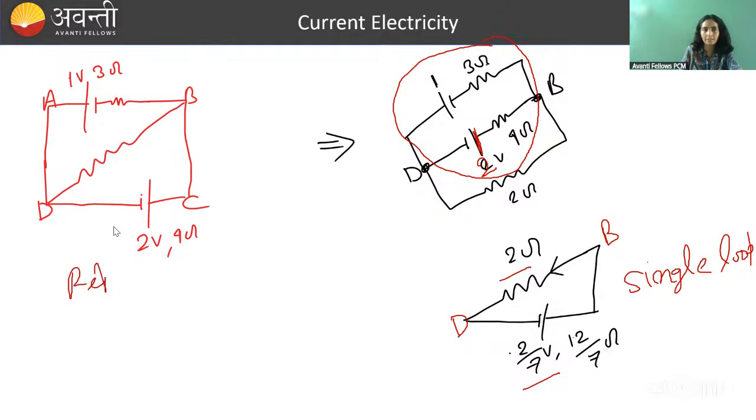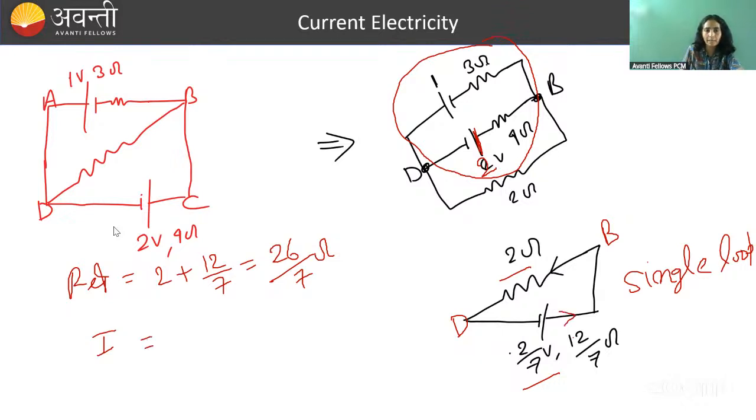So R equivalent इस circuit का आप क्या बोलोगे बताओ. 2 plus लिखोगे आप 12 by 7. So that will give you how much? 14 plus 12 and that is equal to 26 by 7 ohm. ठीक है, इतना हुआ. Now if this is R equivalent of this whole circuit, what will be the current getting drawn out of this battery?